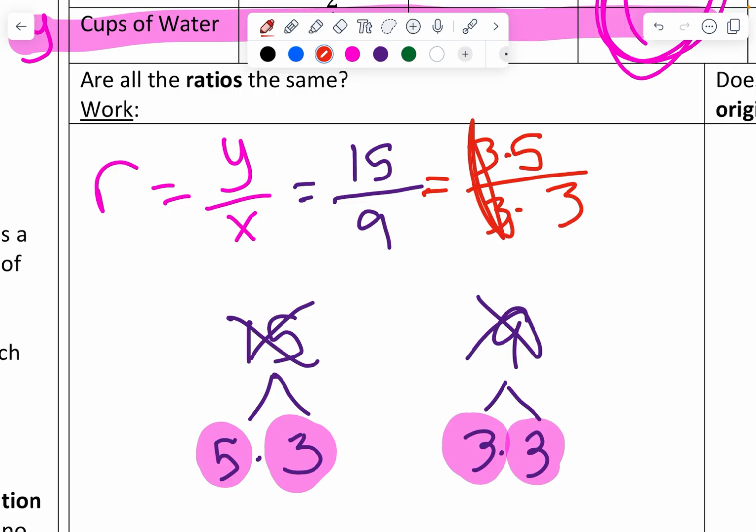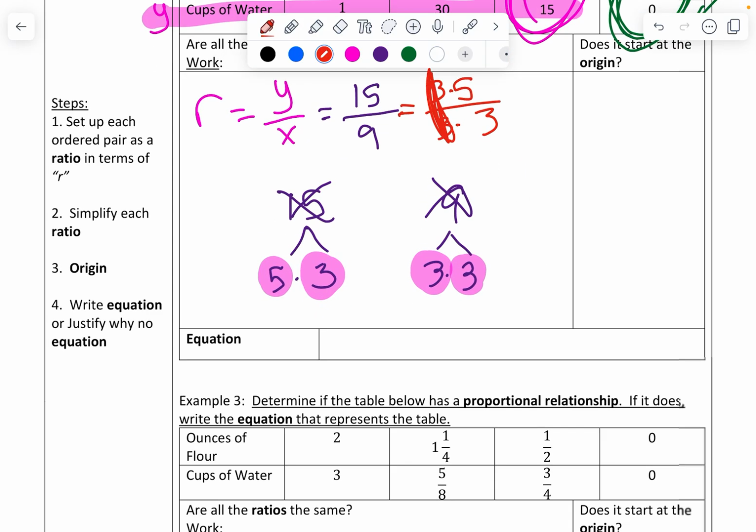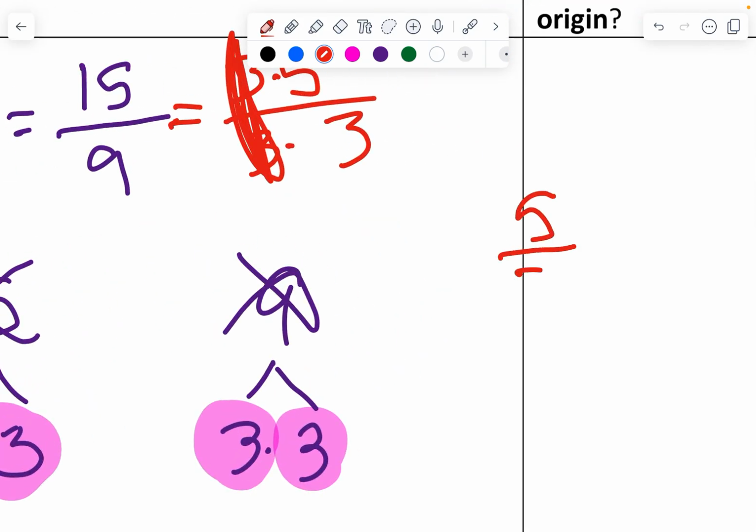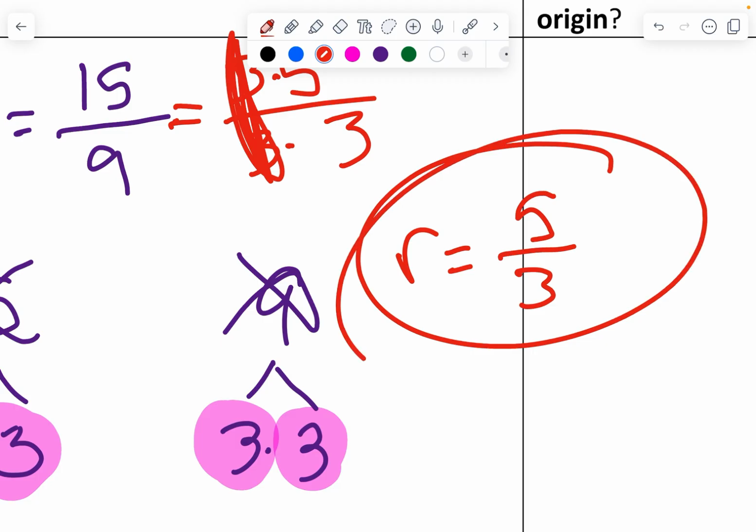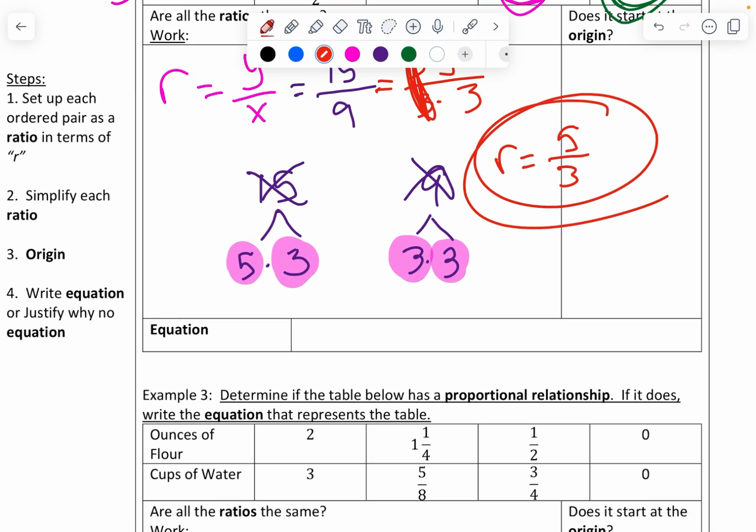All right, well, hey, 3's cancel out, and I'm left with 5 over 3. Cool. So you guys know what your R is now. Let's go to the equation. Y equals Rx. But hey, I know what R is. R is 5 over 3. Okay? So your goal, let's see if it's proportional. If it is proportional, then we go through and put that R into the equation.